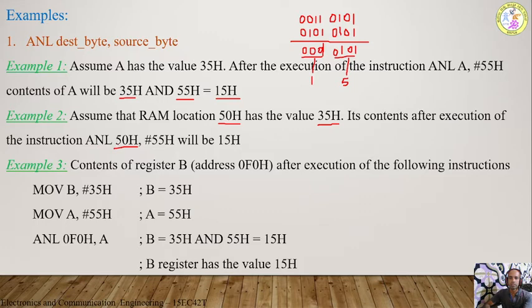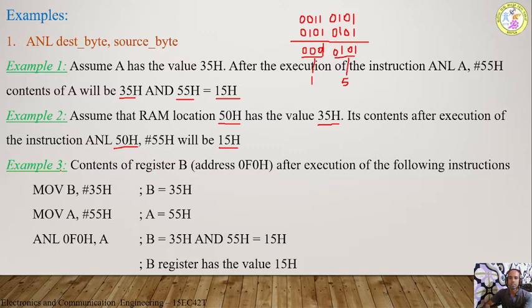Now ANL 50H, #55 means to take the immediate data 55H and AND it with the content of memory location 50. What is the content of memory location 50? The content of memory location 50 is 35. Do the AND operation between 35 and 55, and you are going to get the same answer, that is 15.